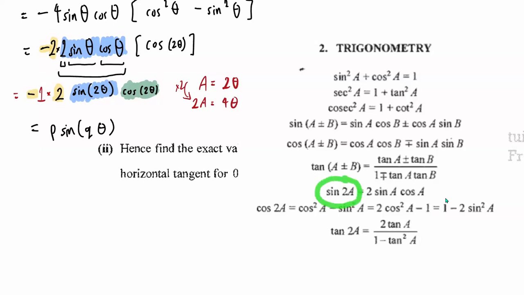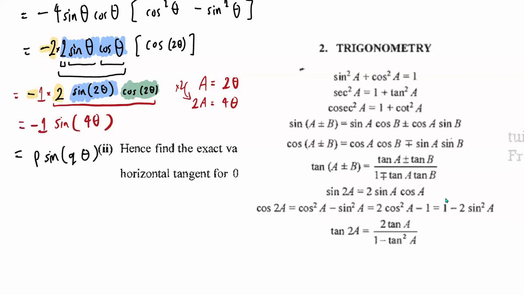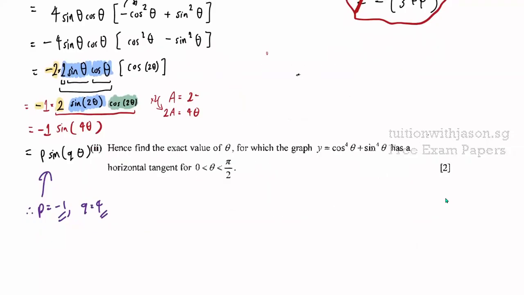You can simplify it down into sine of 2a. But 2a is? Sine 4 theta. So therefore, these 3 components become, let me just bring it down again, sine of 4 theta. Very good. Don't forget a minus 1 in front. Now, can you answer the question? What is P and what's Q? Negative 1 and 4. Exactly, that's it. Okay, good. Maybe I shrink it down, put it at the corner.